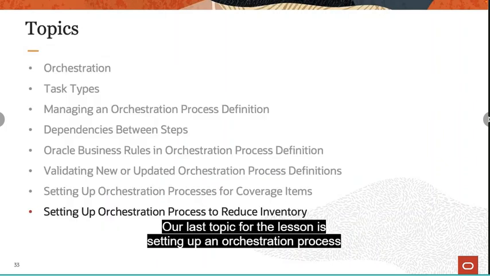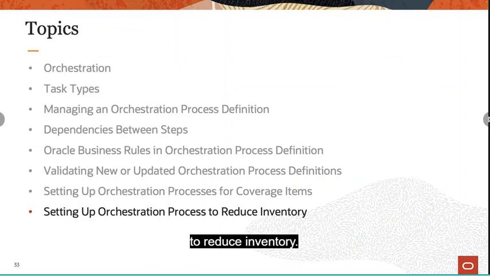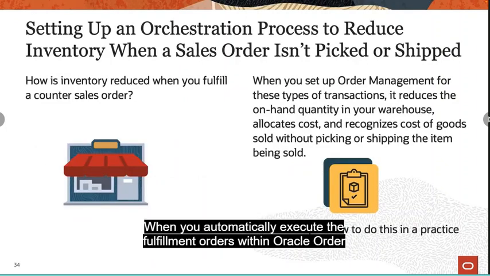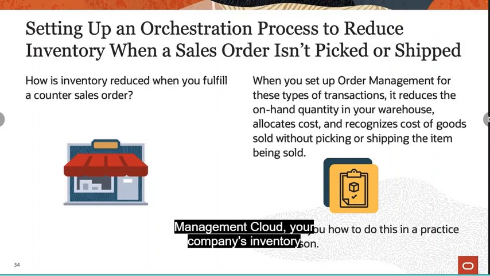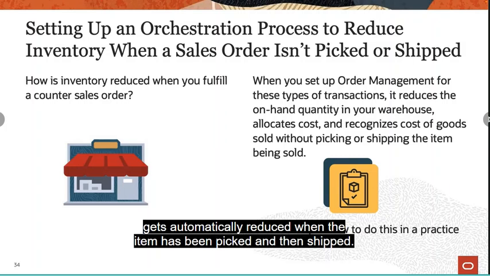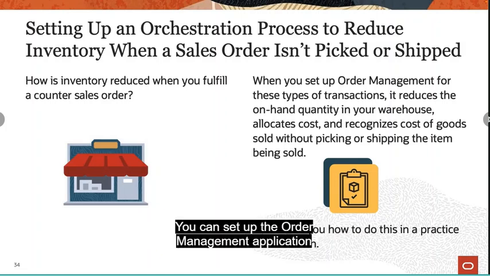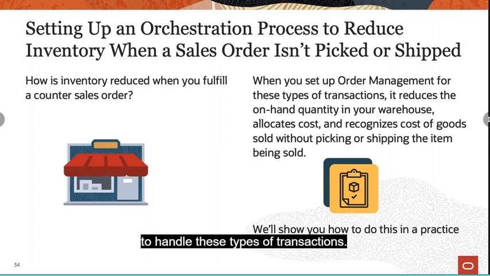Our last topic for the lesson is setting up an orchestration process to reduce inventory. When you automatically execute the fulfillment of orders within Oracle Order Management Cloud, your company's inventory gets automatically reduced when the item has been picked and then shipped. But what happens if you also sell items over the counter, such as a will call pickup? You can set up the order management application to handle these types of transactions.